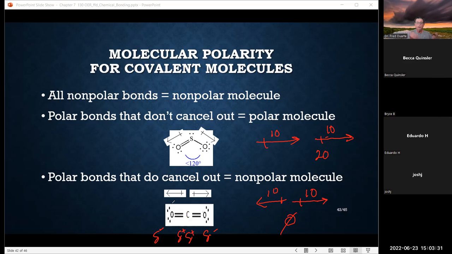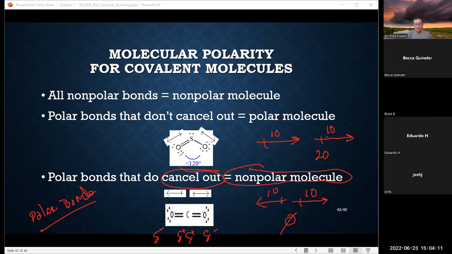The result is they both have the same magnitude, but they're going in different directions. So even though carbon dioxide has polar bonds, because these polar bonds cancel each other out, we have a non-polar molecule. That's what we mean: if a molecule has polar bonds, in general it will be a polar molecule, unless it has more than one polar bond and they cancel out, in which case it becomes a non-polar molecule.